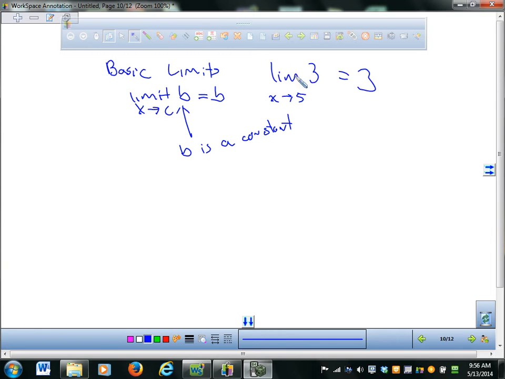Because this is the line y equals 3, and they're asking what is the limit as x goes to 5 of 3, and that's just 3. So that's number 1.